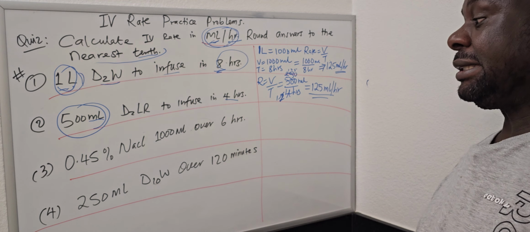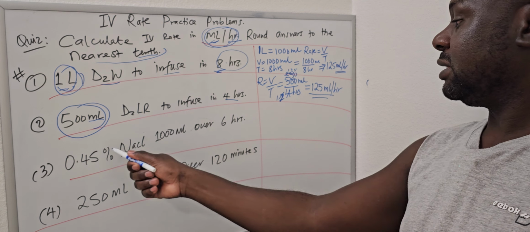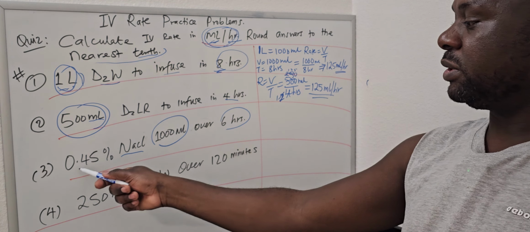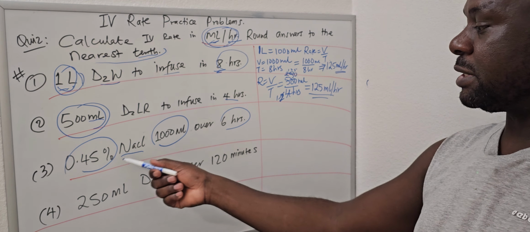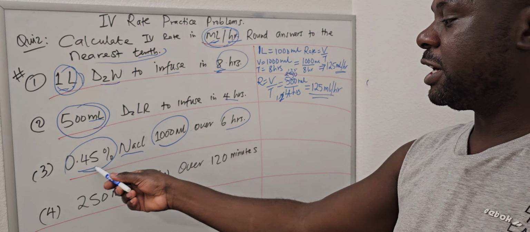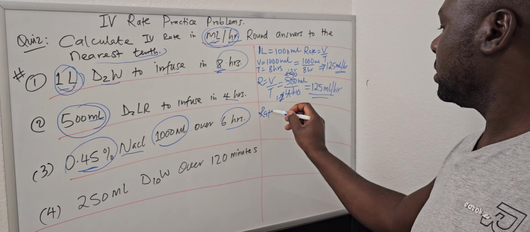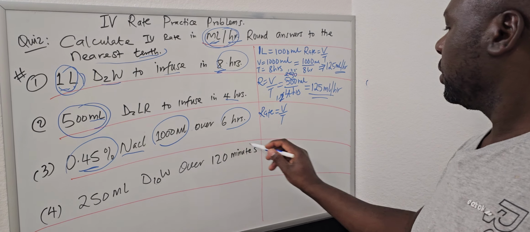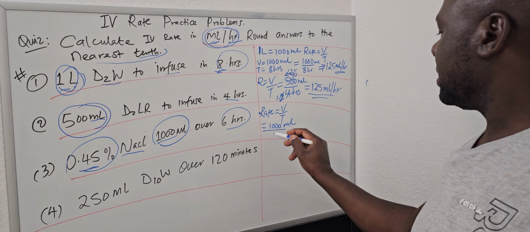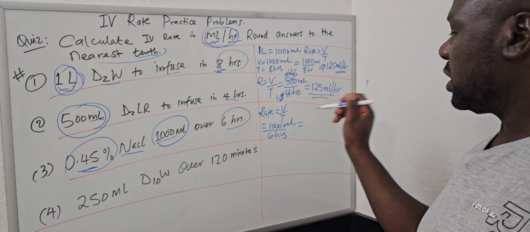Number 3, they have given us 0.45% sodium chloride, but in this 1,000 milliliters to infuse over 6 hours. Don't worry about this percentage. What they're telling you is the percentage of sodium chloride in this volume is 0.45, so forget about this number. All you do is say our rate is equal to volume over time, whereby your volume is 1,000 milliliters divided by 6 hours. That means it's 1,000 divided by 6. Just plug it into the calculator.